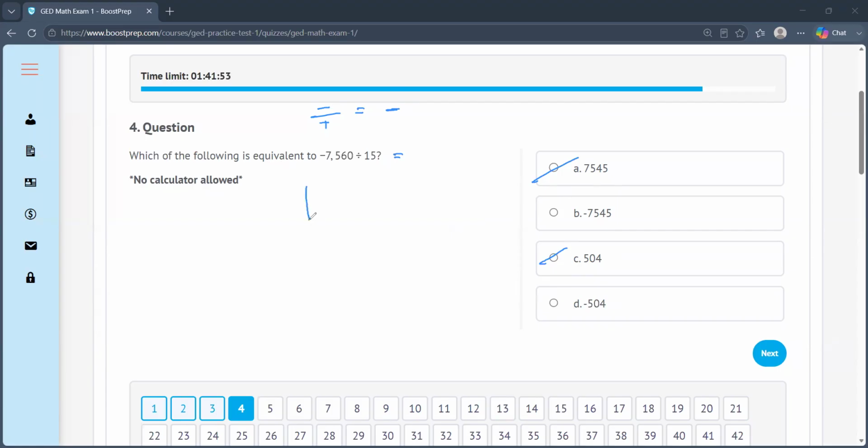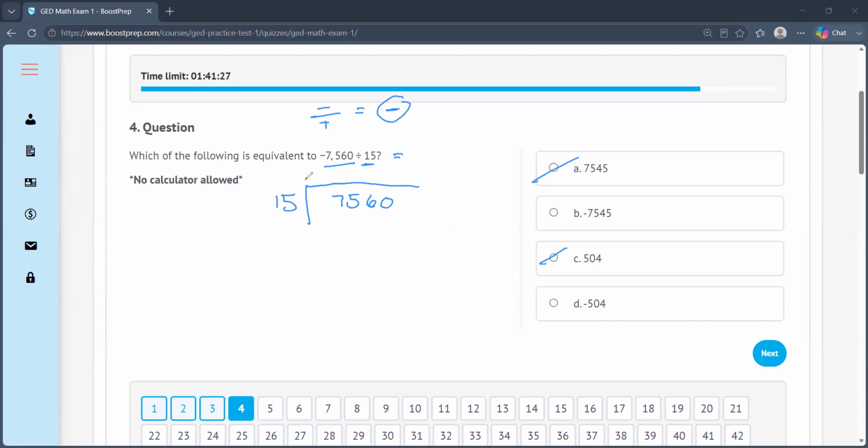Then what we're going to do is the box method. This number here always goes inside the box. So you could put negative 7560, or you don't really have to put the negative because we said our final answer will be negative. And then this one is always outside. Okay, so how do we do this?